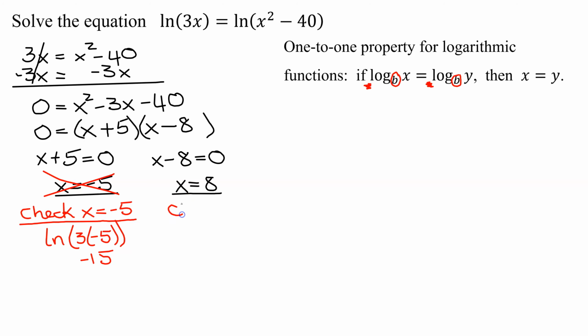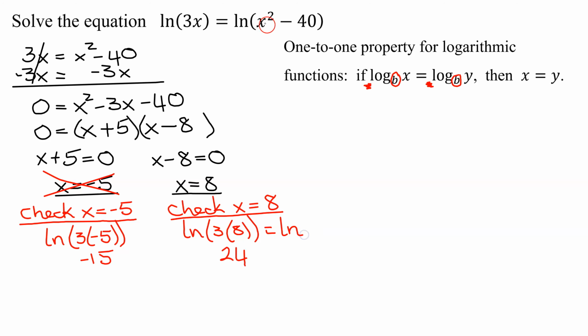So now let's move on to our next solution of x equals 8. Let's see if this one works. Plug it into the original equation. The natural log of 3 times x, so that's 3 times 8. 3 times 8 is 24. Is that positive? Good. Keep going.